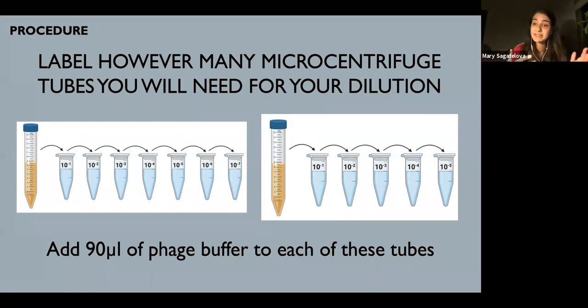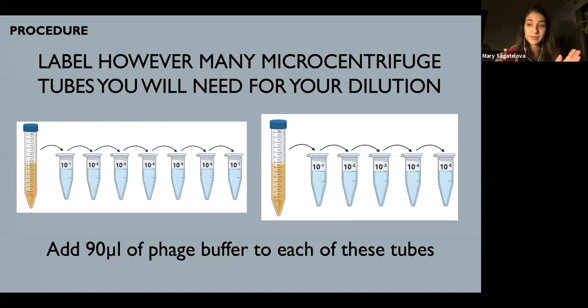So in some instances, some groups might have more microcentrifuge tubes than they do Petri dishes and culture tubes, because you might not be plating all of your entire dilution. You might be plating a portion of it, okay? But you still need to get all of the microcentrifuge tubes. You need to label them with the dilution amount, just so we're sure moving forward, okay?